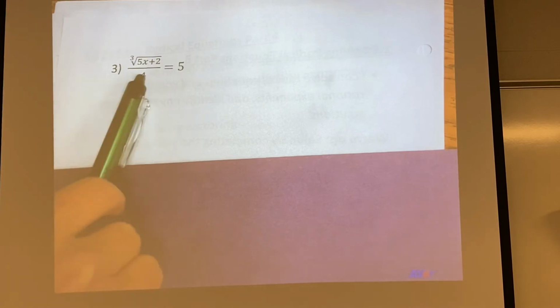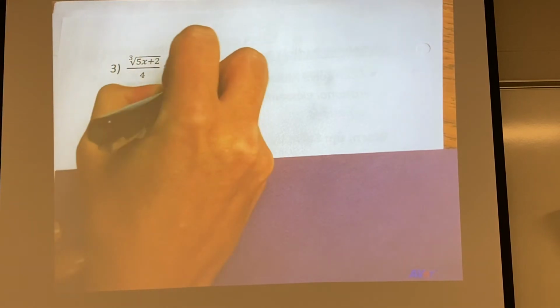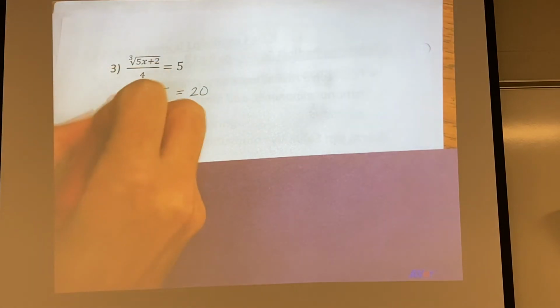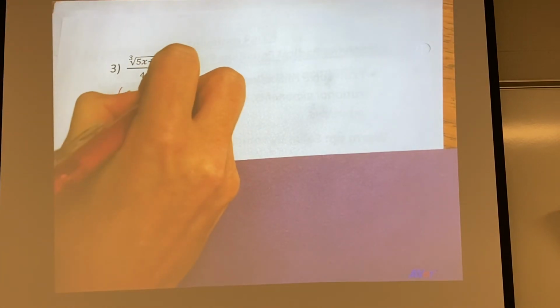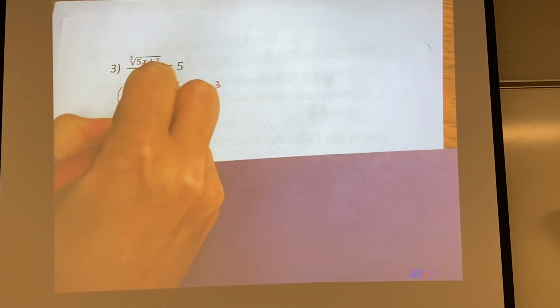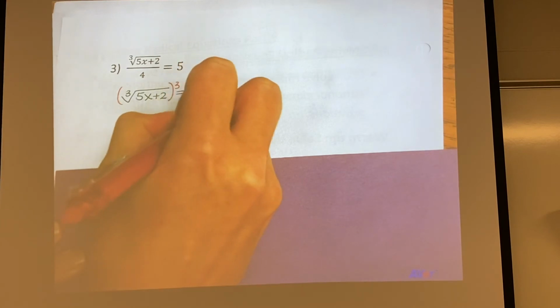So to isolate, we need to get rid of the 4, so we multiply both sides by 4. So we'd have cube root of 5x plus 2 equals 20. And then we need to cube both sides because it's a cube root. So cube the left and cube the right. On the left, we'd have 5x plus 2, and on the right, 8,000.